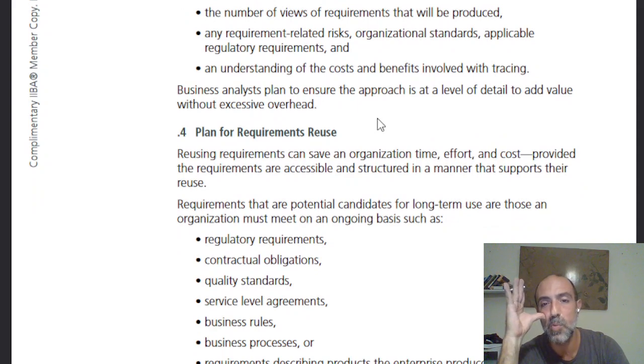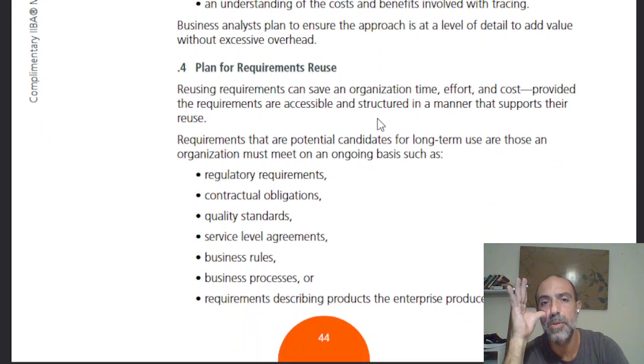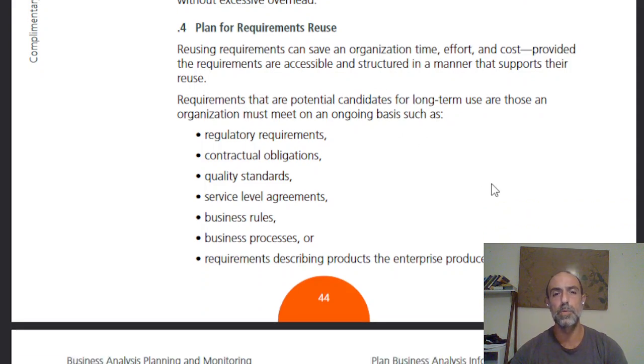When we're tracing information as well, we have to keep in mind whether it is worth tracing or not. How much would it cost us? How many people would actually be involved in this requirement? Would they require that much detail? Business analysts plan to ensure the approach is at a level of detail to add value without excessive overhead. And that excessive overhead is key here, because sometimes you tend to overdo it. That eventually gets misconstrued as a waste of resources, waste of time, and basically just waste of energy. The plan for requirements reuse, just in case.